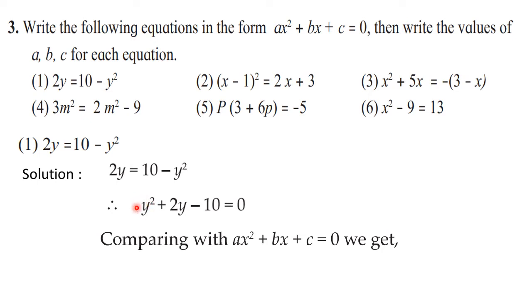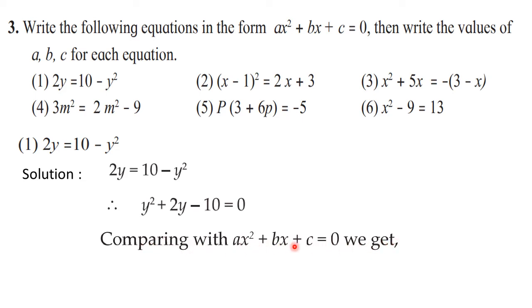So here we cannot see any number. So the value of a is what? 1. Value of b is 2. And value of c is minus 10. So we can write down here that comparing with the standard form. Writing this statement is compulsory. Students, please take a note of this.